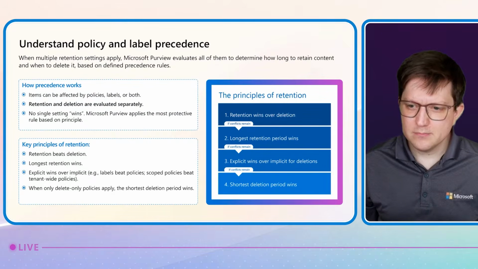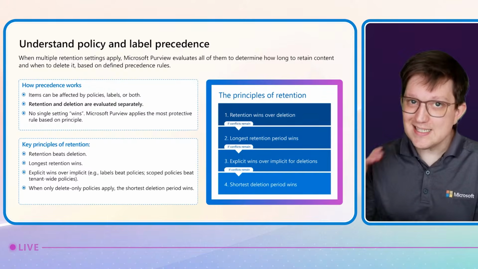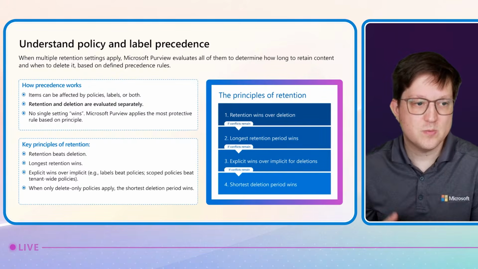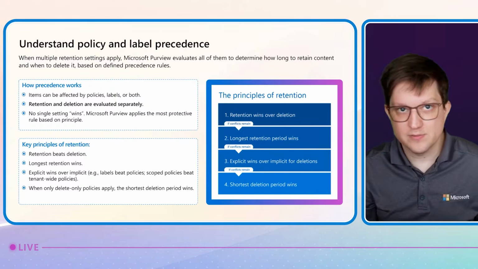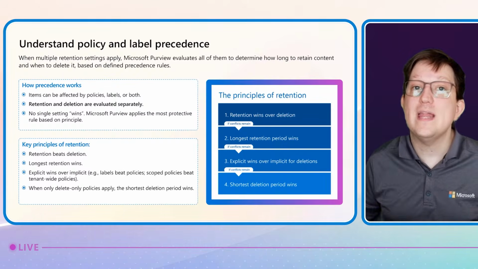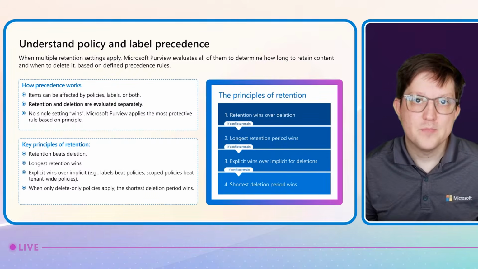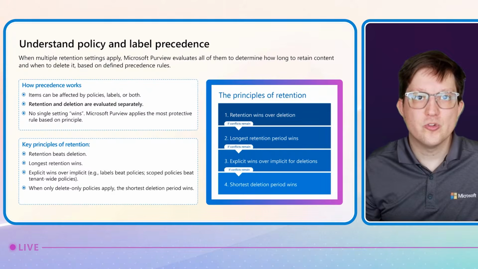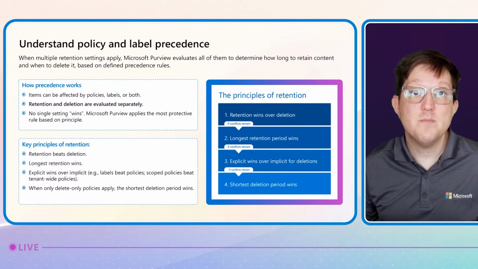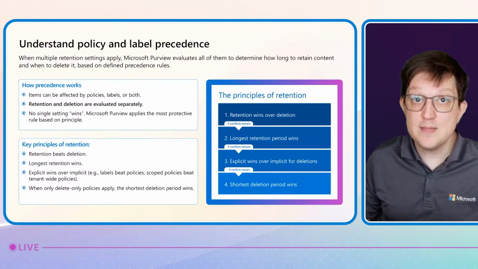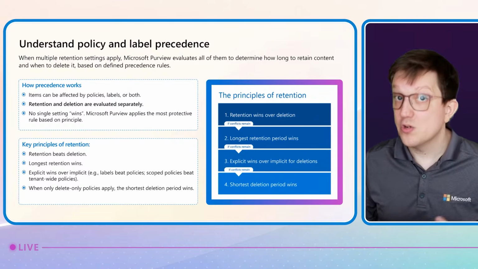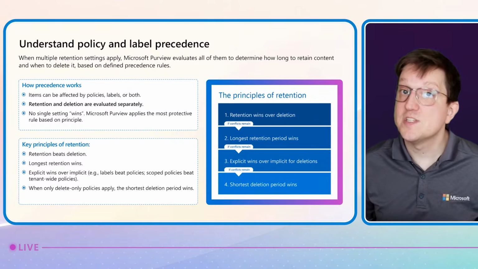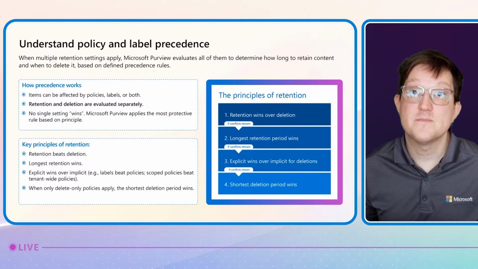Last little piece here, let's talk about precedence, because there is actually an order of operations between retention and different types of labels and different types of policies and when and where they get applied. There is a clear precedence rule set. First of all, retention beats deletion. If any policy says to keep the document, it's kept. Longest retention wins. One says 1 year, one says 7 years. It's being kept for 7 years.